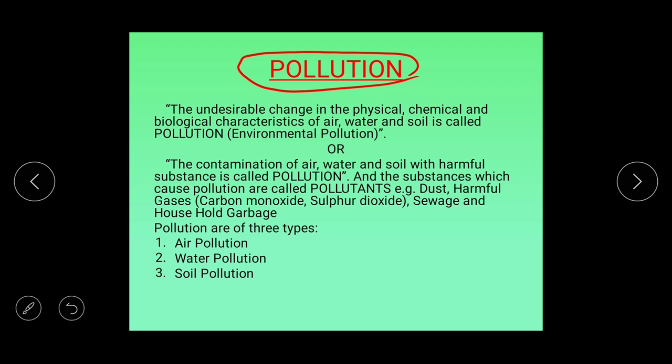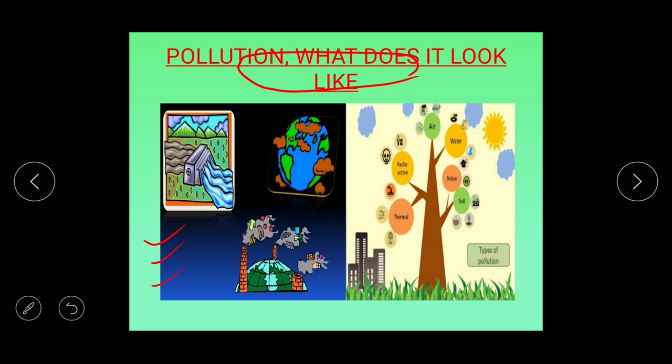Children, pollution is of three types: air pollution, water pollution, and soil pollution. Here, this picture is showing some kind of pollution, and here you can see how pollution looks.